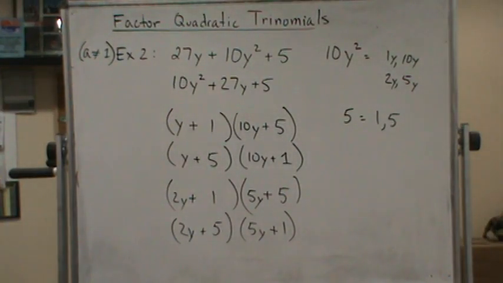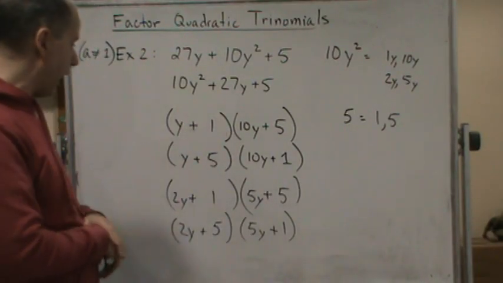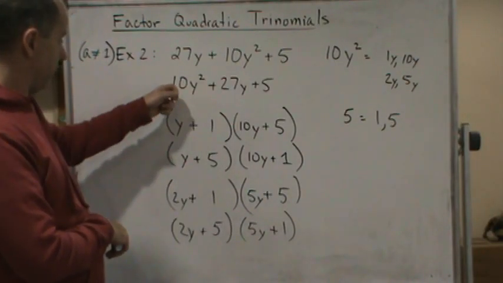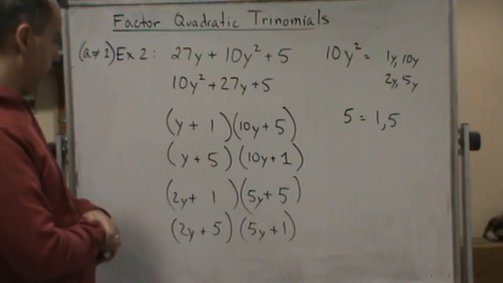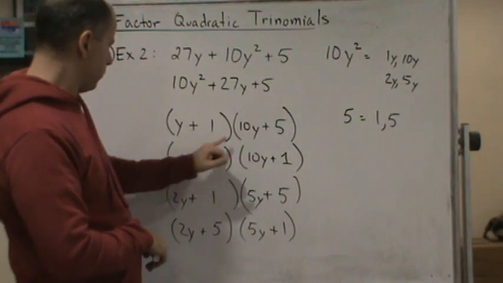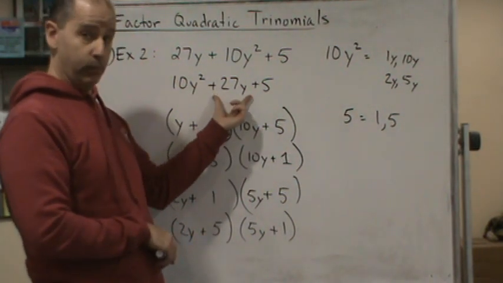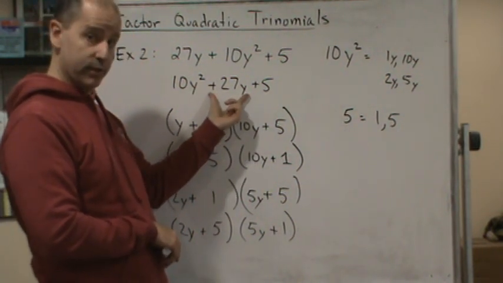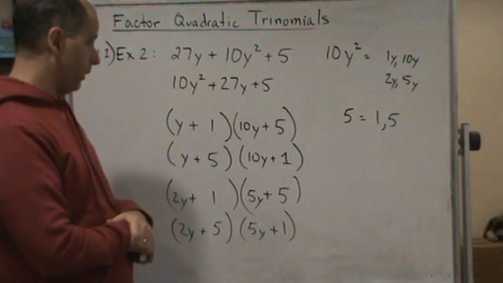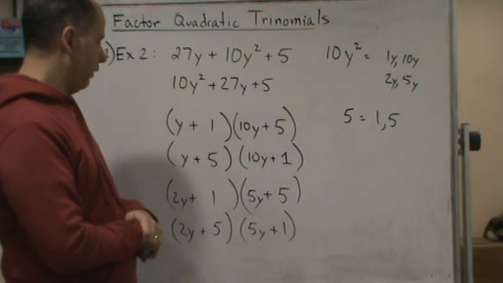Okay, and so again, using the trial and error method, we would just basically work all of these out and see which one gives us the form we started with, right? All of these will give us 10y squared for the first term and 5 for the third term. But it's the middle term that we want to make sure gets us right. So we need to find the combination that gives us 27y for the middle.